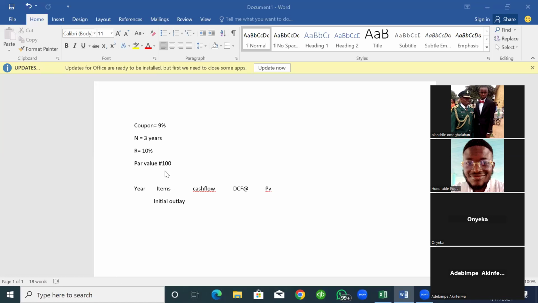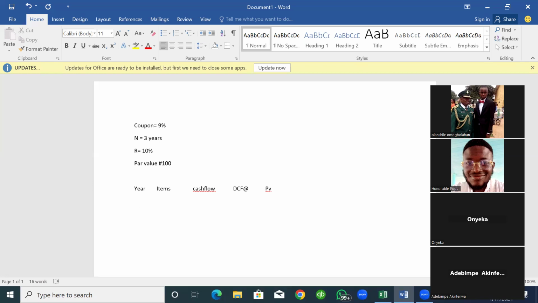So we are trying to do a tabular method. Like I said earlier, there will not be year zero. There will not be an initial outlay in this calculation, so we are just going to get year 1 to 3. Why? Because we are trying to calculate the current value, which means year zero. That's what we are trying to calculate. So obviously there will not be year zero.